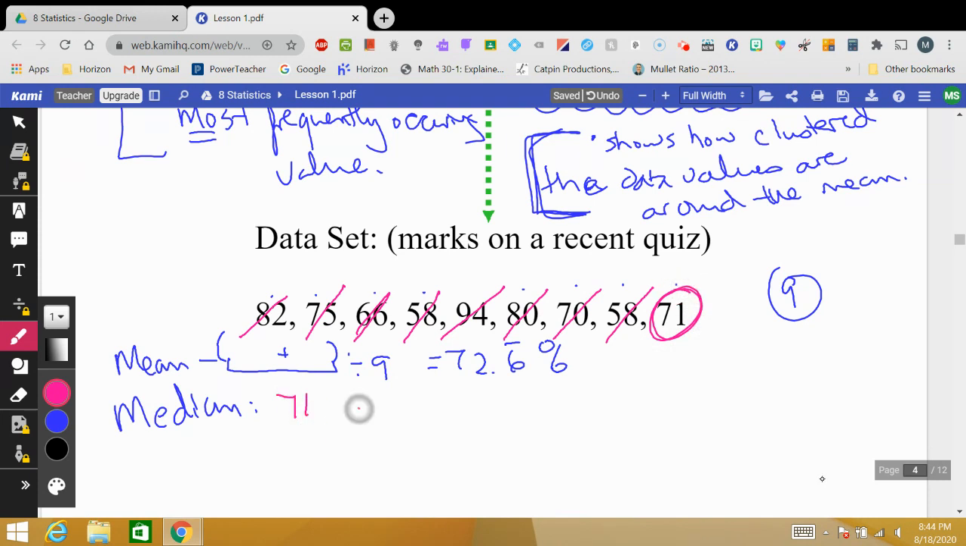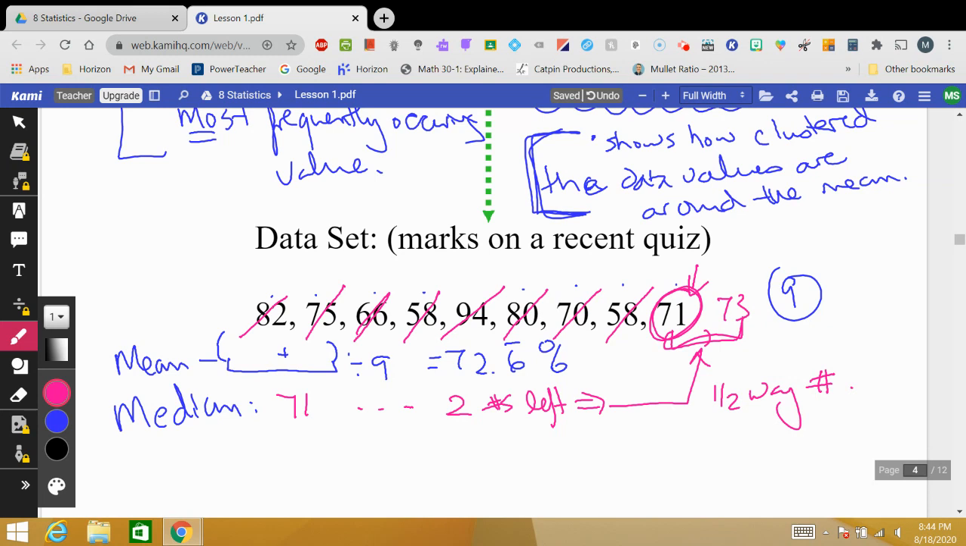Now, one thing to note, if you ended up with 2 numbers left, so what you would do then. In this case, I was left with 1 number, so that was the median. But let's say I had 10 data values, so let's say there was a 73, so I was left with 71 and 73. If there's 2 numbers left, you take the halfway point between them. The halfway number. Okay, so if there was a 71 and a 73 left, then 72 would have been the median.